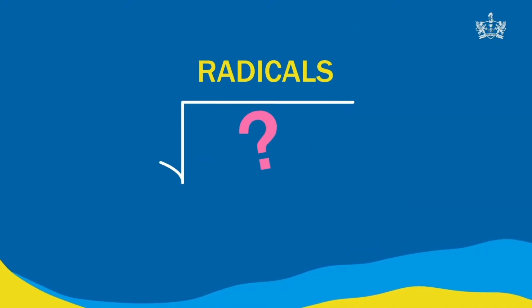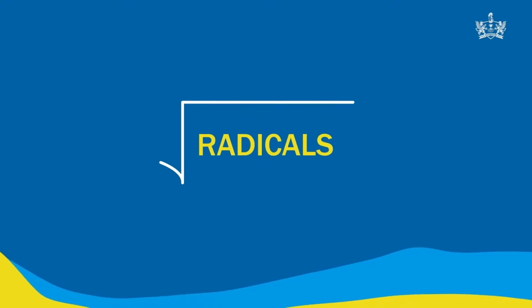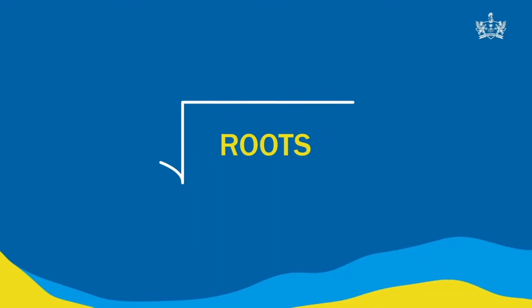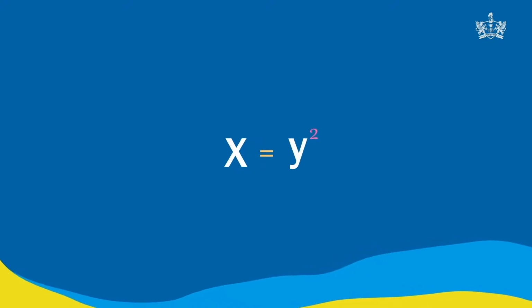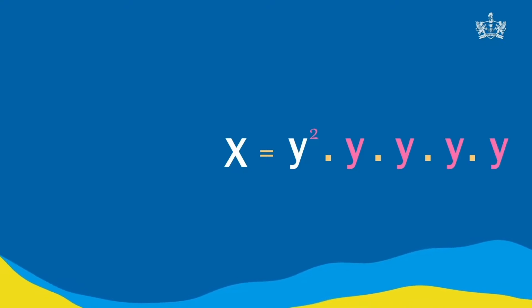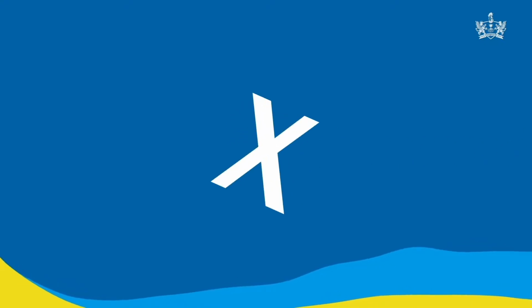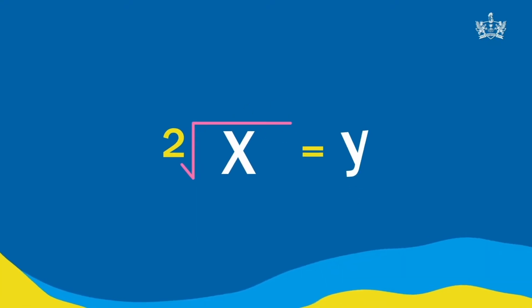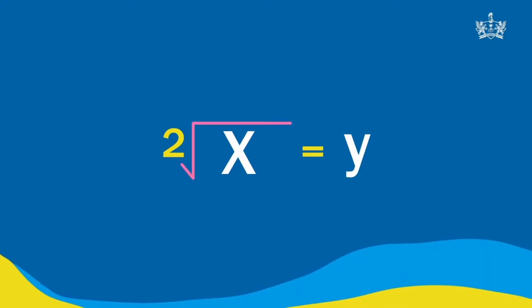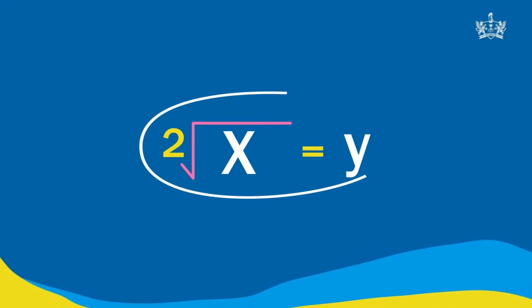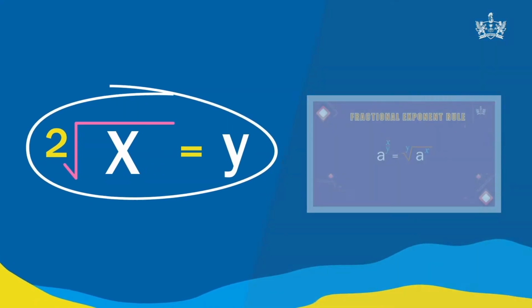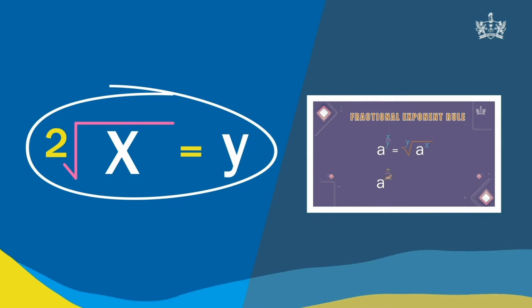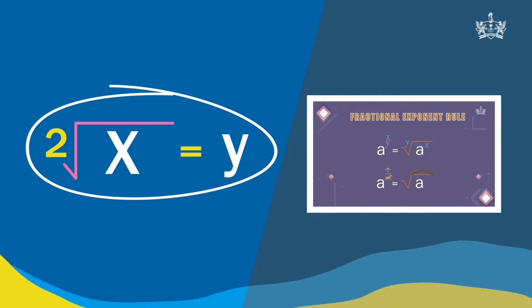So what are they? Radicals, or roots, are when you have a number, let's say x, and you ask yourself what number, let's say y, times itself twice or several times will give you that original number x. In other words, radicals undo exponents and give us back the base. In fact, it is a fractional exponent. Remember the cowboy rule? If you need a refresher, check out our video on exponents.